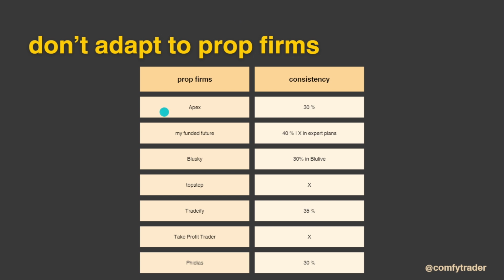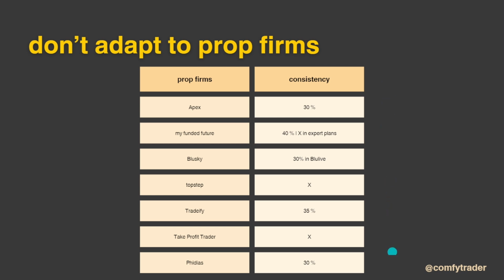Maybe it's a good idea to have some external rules, because sometimes it's better to know, okay, I need to stop trading today. If I would trade my own account, maybe I wouldn't stop and have higher losses than with a daily stop loss rule. But the main meaning, don't adapt to the prop firms.